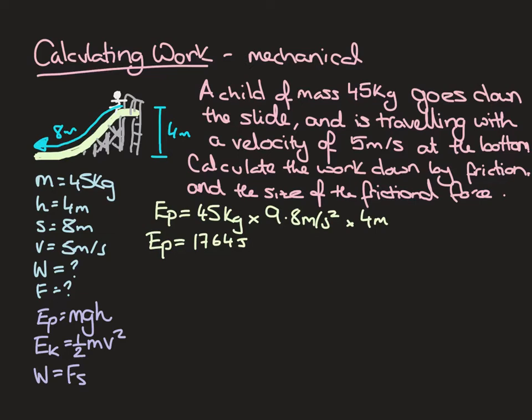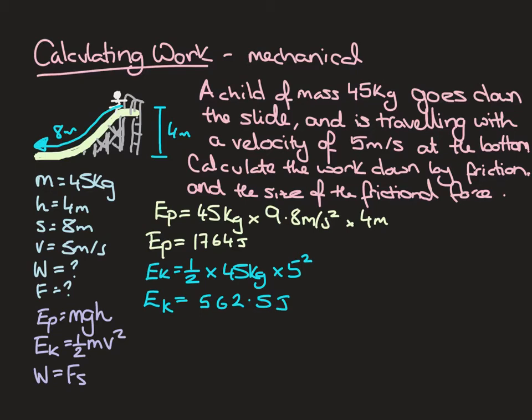Next, let's work out how much energy was in the kinetic store at the bottom of the slide when the child was travelling at 5 meters per second. So here we are. We're now calculating the energy in the kinetic store using the kinetic energy is equal to half mv squared. Don't forget the squared. So we've got the energy in the kinetic store is equal to half times 45 kilograms times 5 squared. And if we put that into a calculator, we should get that the energy in the kinetic store is equal to 562.5 joules.